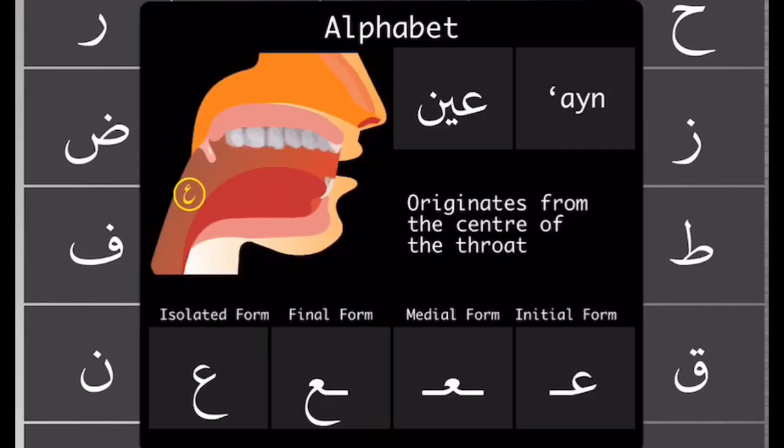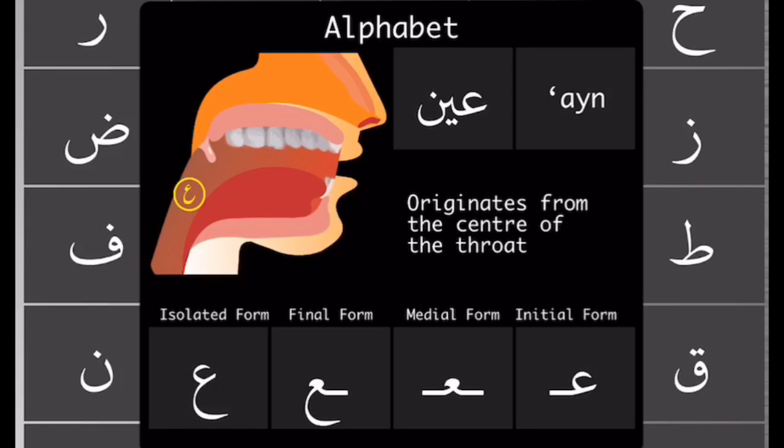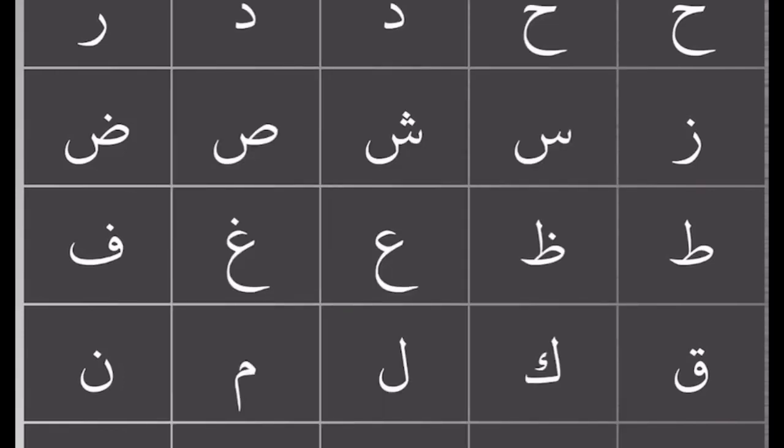The next letter is Ain. Ain. This originates from the center of the throat, and you have to squeeze your throat at the bottom to make that Ain. Ain.